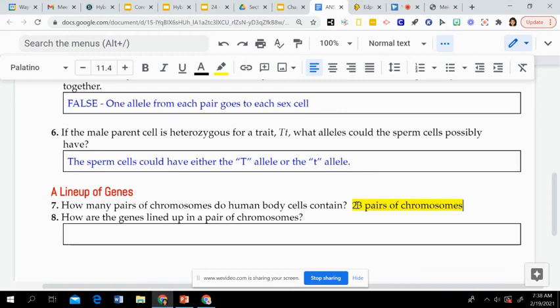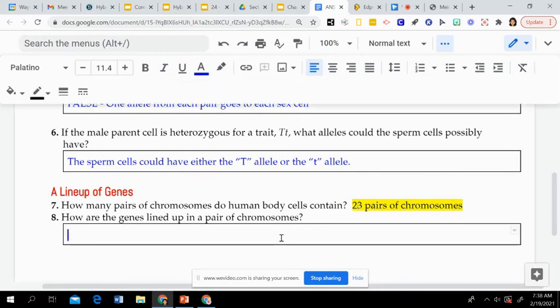Then, how are the genes lined up in a pair of chromosomes? They're lined up like beads on a string. Okay, so they stack together and they match up together. The picture in the book does a nice job. They have them color coordinated for how they pair up together.